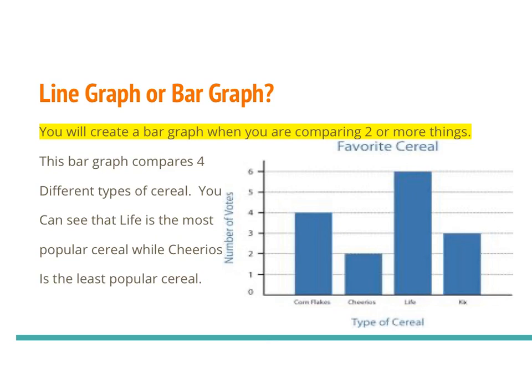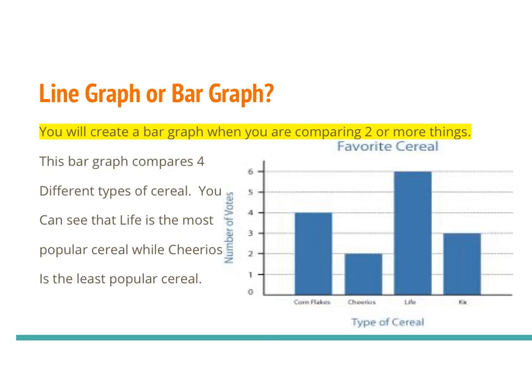You will create a bar graph when you are comparing 2 or more things. This bar graph compares 4 different types of cereals. So if I look across the bottom, we've got cornflakes, Cheerios, Life, and Kix.